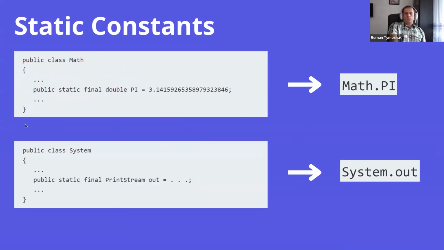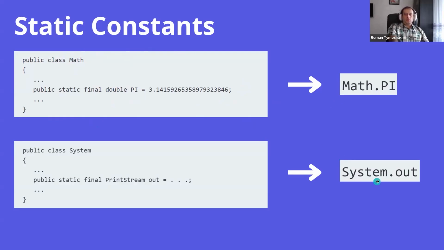Yeah, so quite good examples here. Take the pi number from the Math class. I think it's pretty obvious it does not make sense to create it each time you're creating an object. That's why it was created in a static context, and you can reuse it as many times as possible without creating objects of the class Math. So you're just calling Math.PI.